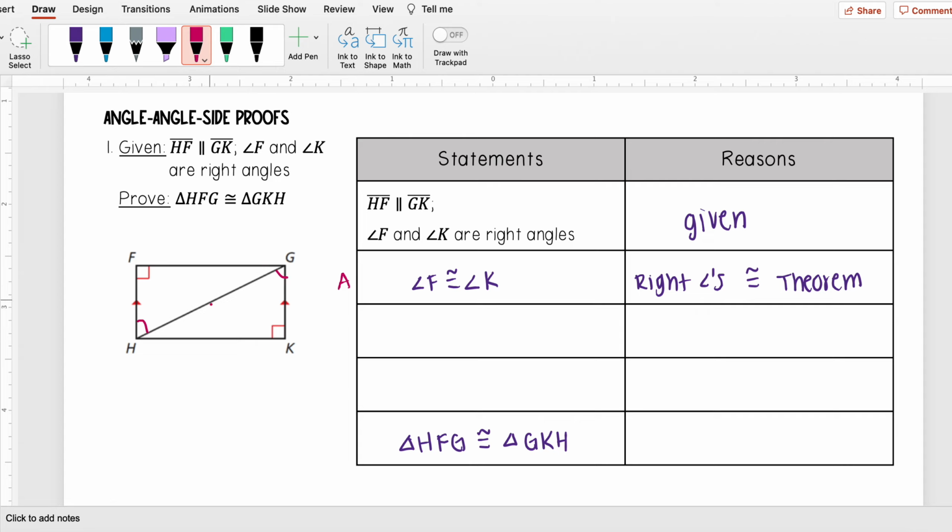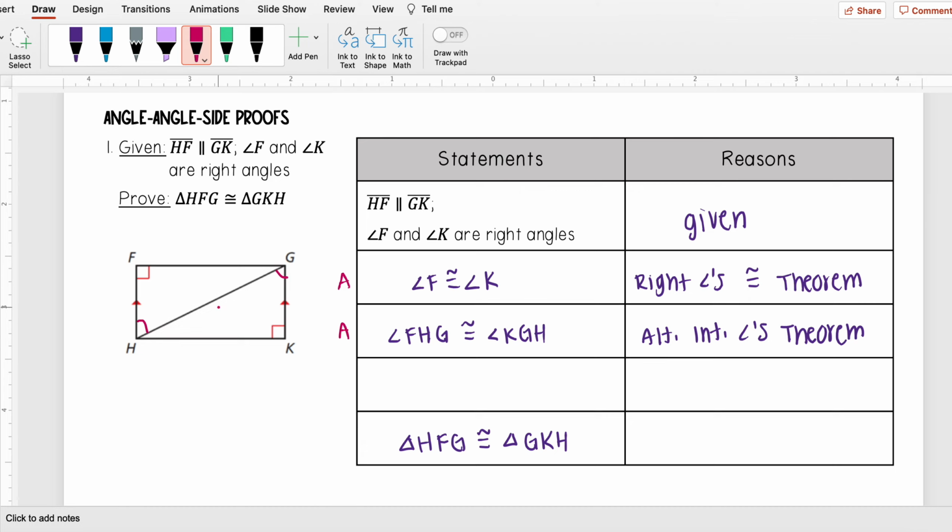these two. And so I know, since these lines are parallel, that angle FHG is congruent to angle KGH. And that's because they're alternate interior angles. And again, that is because these lines are parallel. And so that gives me another angle that's congruent. Now I just need a side.